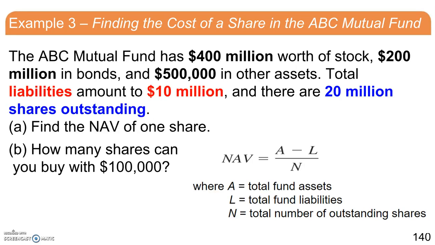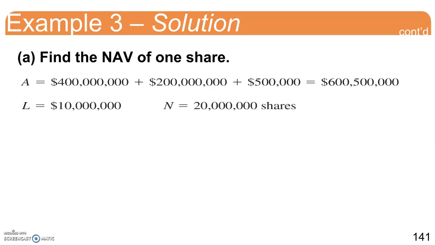Okay, so here is an example. We have the ABC Mutual Fund with $400 million worth of stocks, $200 million in bonds, and $500,000 in other assets. It has total liabilities of $10 million, and there are 20 million outstanding shares. So we're going to find the NAV for one share, and then we're going to calculate how many shares you can buy with $100,000.